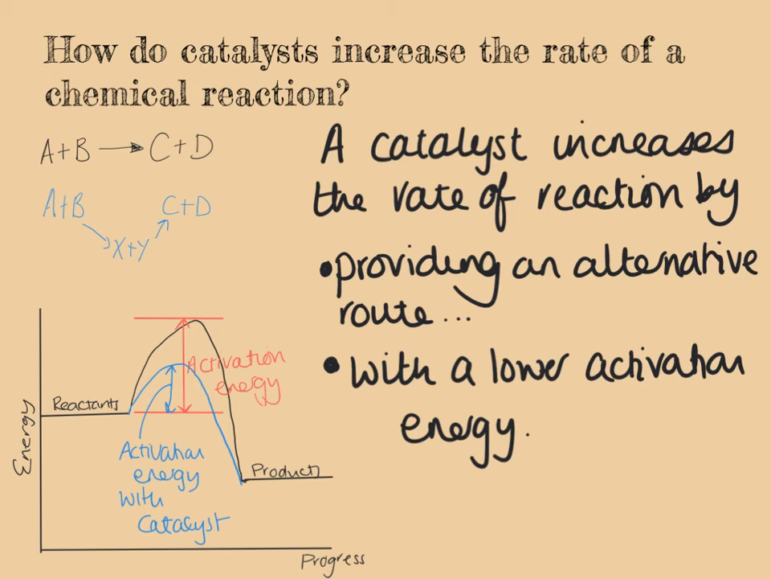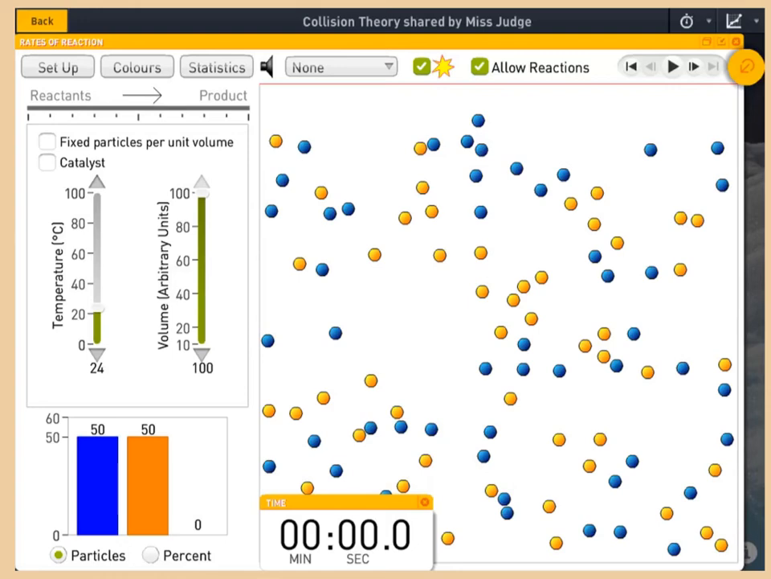So that is almost everything that you need to know about catalysts. Just to finish off this tutorial, we're going to look at an animation to show you how it works. So here we've got some particles. We've got the blue reactant and the orange reactant. They are going to react together to give us a product.